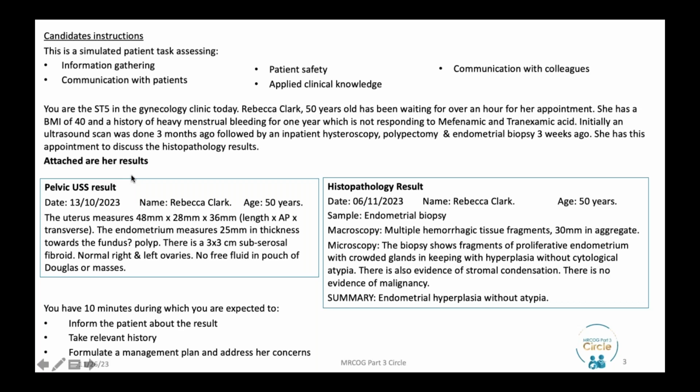Now, after that will come your history, you explain the results and your management plan. Here you would be communicating with patients as well, but you would be showing your applied clinical knowledge and patient safety. Now, all of you, since you've done your part too, you would know the management plan of endometrial hyperplasia without atypia. But before we start the case, just let me open here. I've extracted this from the guideline.